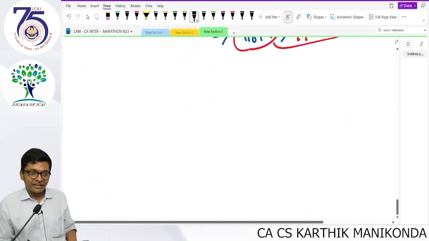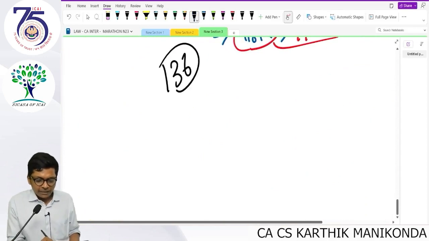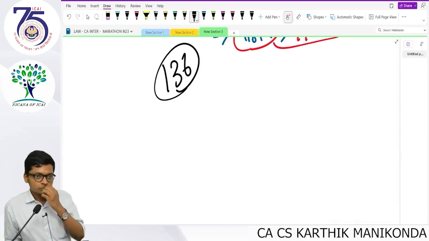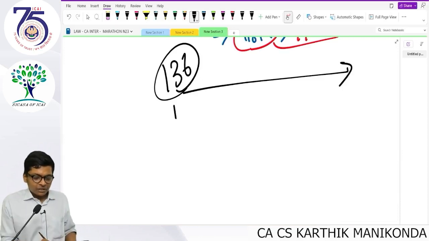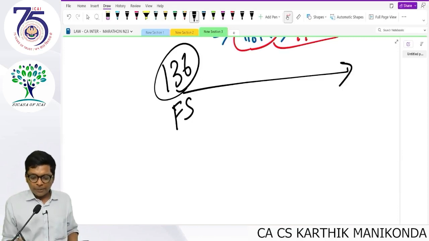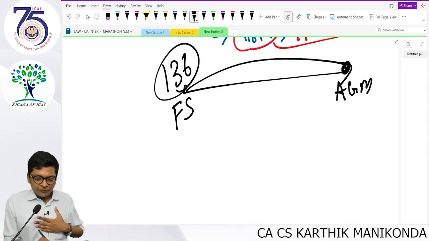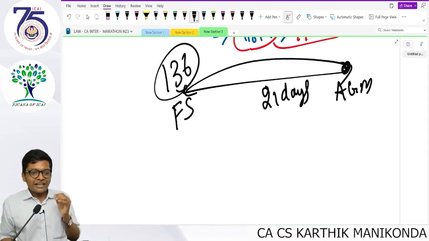I'll come back to 135 later, towards the end. 136 is not a big deal. What is 136? You basically have to circulate the financial statements to the members before the AGM. How many days before do you have to send notice? Here also, the financial statement should be sent 21 days before.